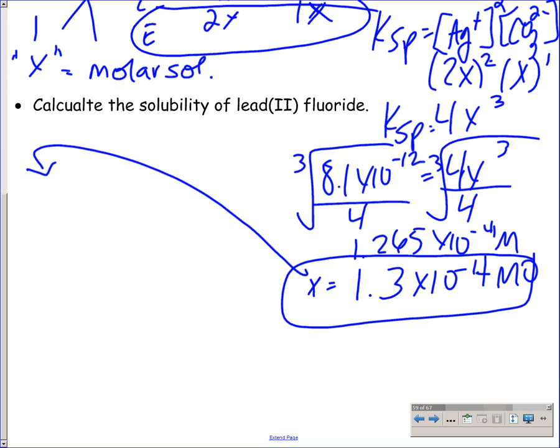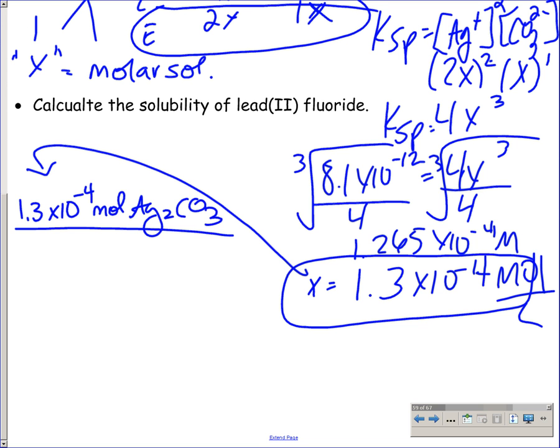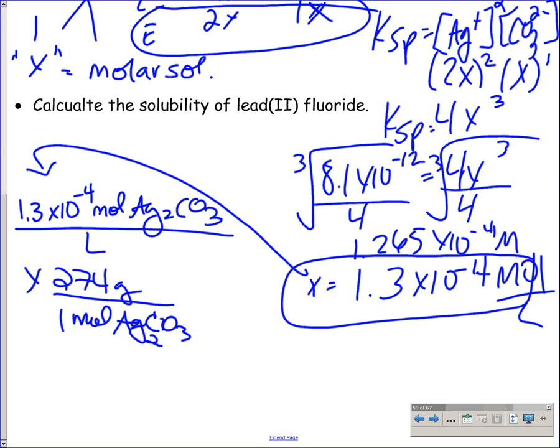This is molar, which is moles per liter, right? So that's talking about 1.3 times 10 to the negative 4 moles of silver carbonate per liter. I just want to make sure you know this is the molar solubility of the salt, the entire compound. So how do I get to grams per liter? Molar mass. 1 mole of silver carbonate weighs 274 grams. That's going to allow us to cancel out these moles and get us to grams per liter. So once you get molar solubility, solubility is just a single conversion factor.